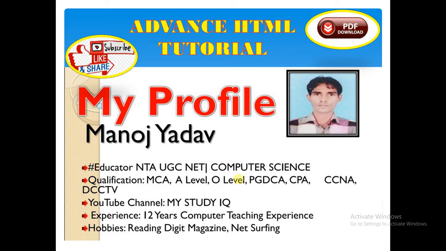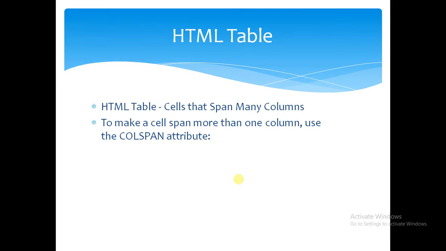I am Manoj Yadav and I am going to teach advanced HTML in this video lecture. So first, in advanced HTML, we are talking about what a table is. A table is a combination of rows and columns which is used to make tables. First, we are talking about tables. So I will discuss what a table is.